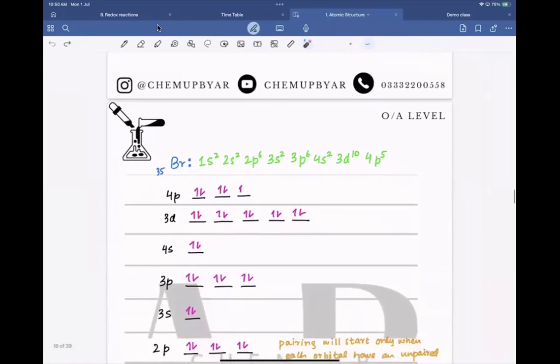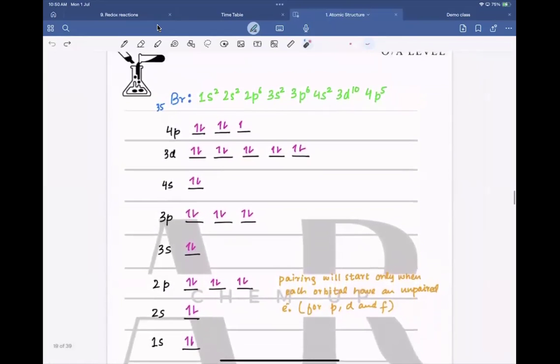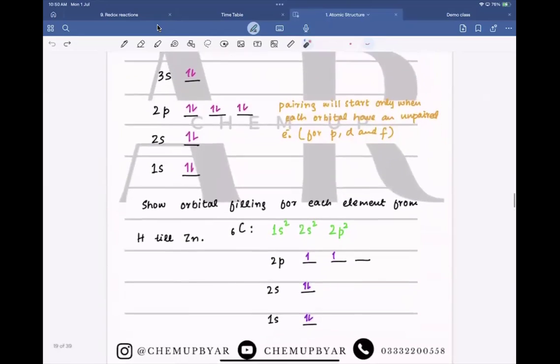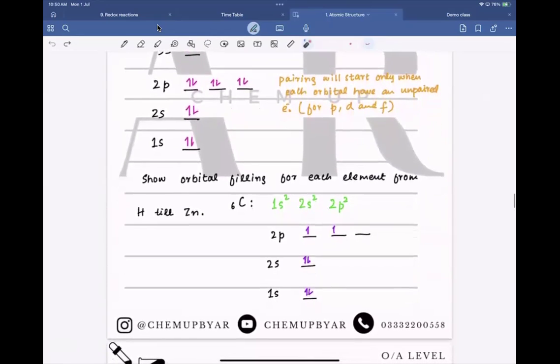So here I did one example for the orbital filling of bromine. And then I gave the task to the students to fill the rest of the elements, the first 30 elements. So you can also try it on your own. Yes, sir. Okay.